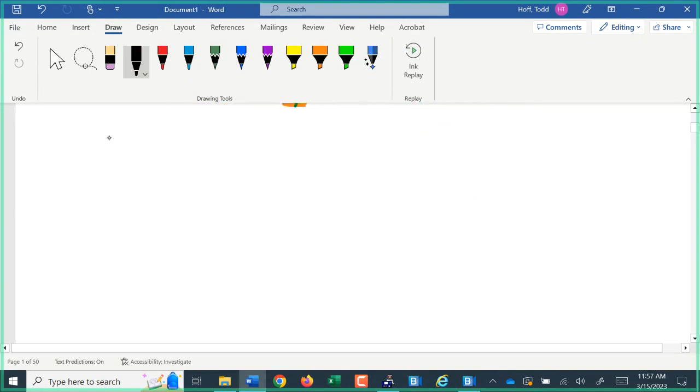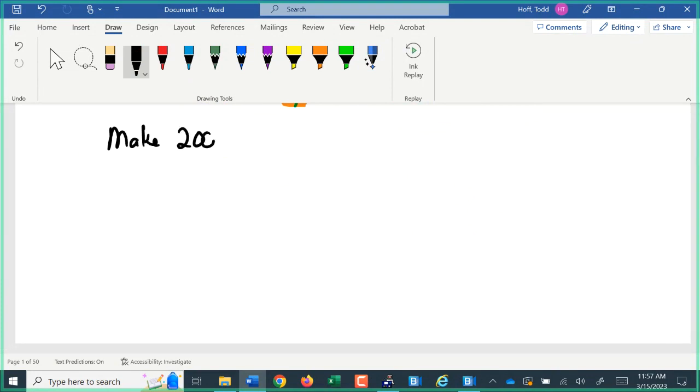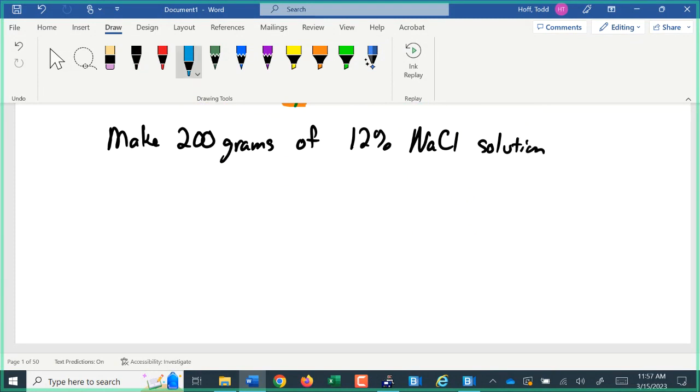Let's say we want to make 200 grams of 12% sodium chloride, an NaCl solution. So remember that 12% means 12 grams out of every 100 grams of total solution is sodium chloride.